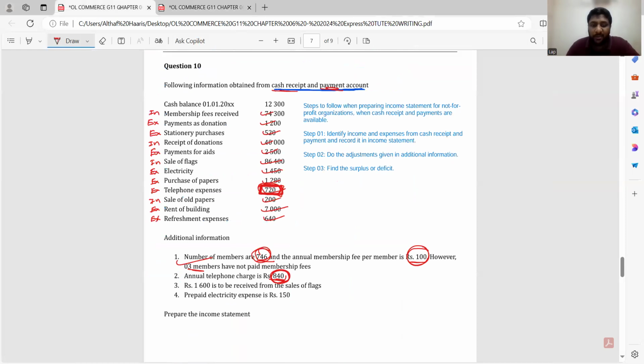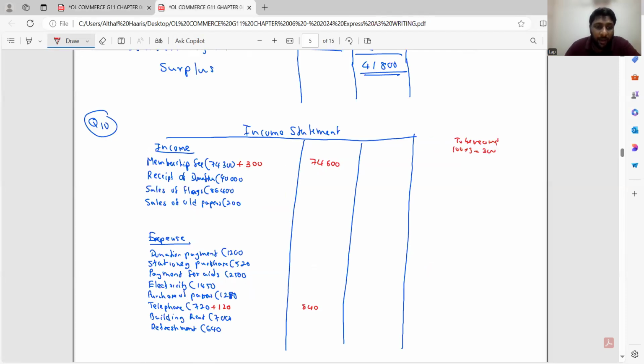Next one. 1,600 is to be received. So by selling the flags, already you got 86,400. Another 1,600 to be received. Another 1,600 to be received. So total income is 87,000, 88,000. That is also done.